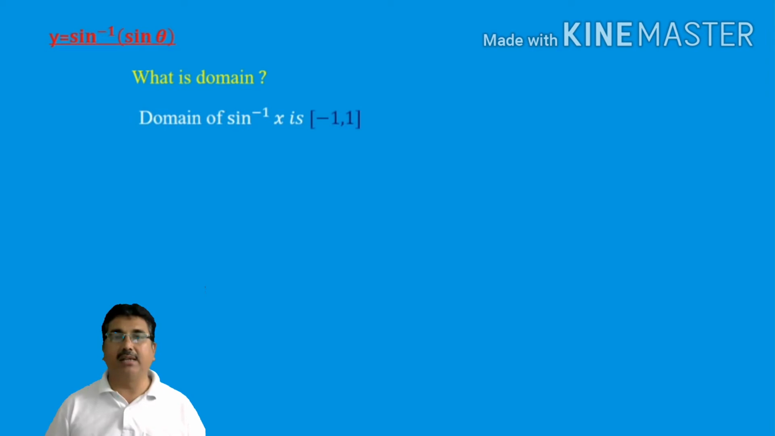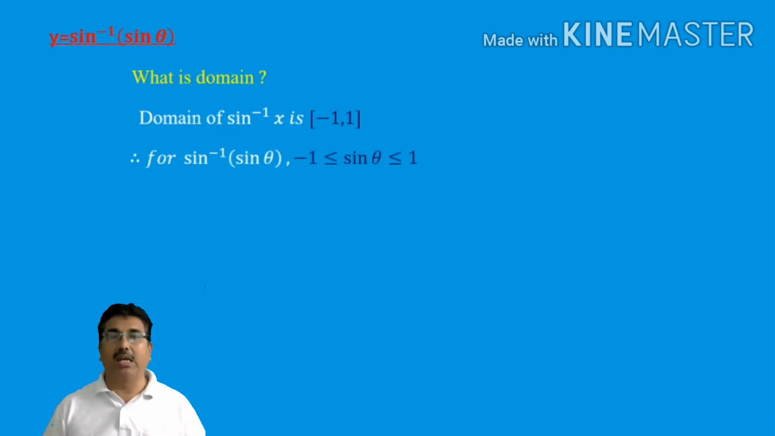The domain of sine inverse is the closed interval -1 comma 1. For sine inverse of sine theta, -1 is less than or equal to sine theta, which is less than or equal to 1. This is true for all real values of theta. Therefore, the domain is the set of all real numbers.